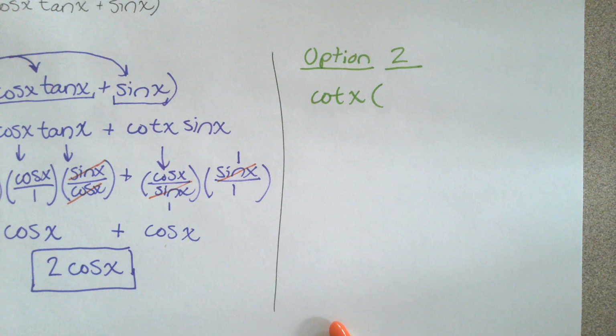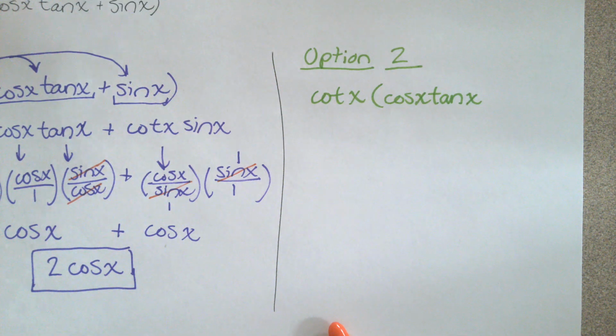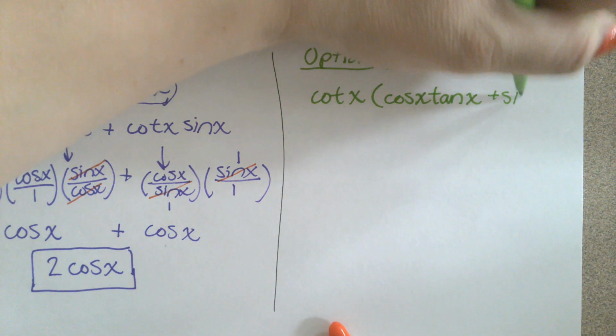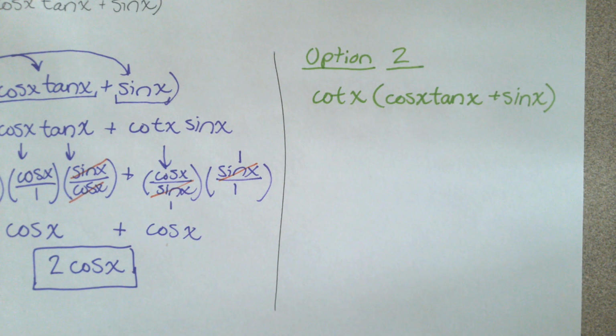Cotangent x times cosine x tangent x. If you understood option 1 well and you're like, yes, that's exactly how I would have done it, go ahead and skip on to the next problem in the video. You do not have to sit through this if you don't want to.